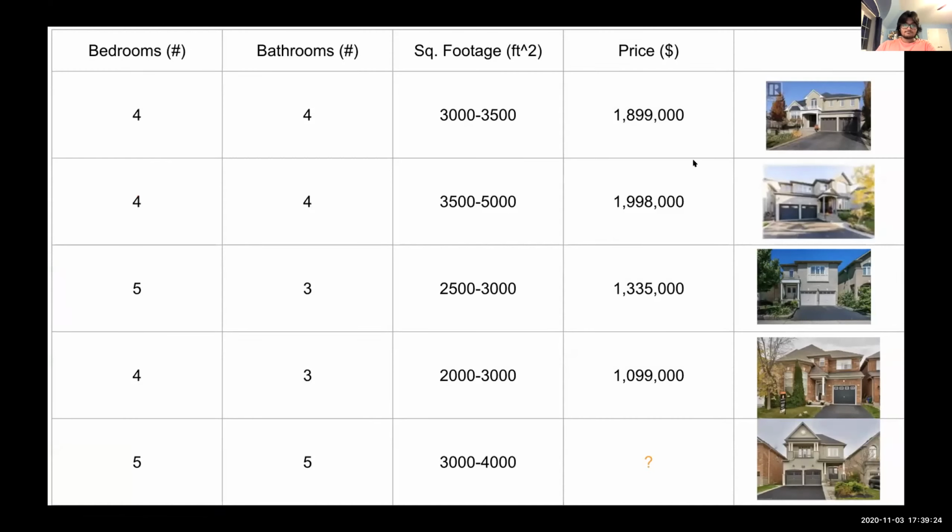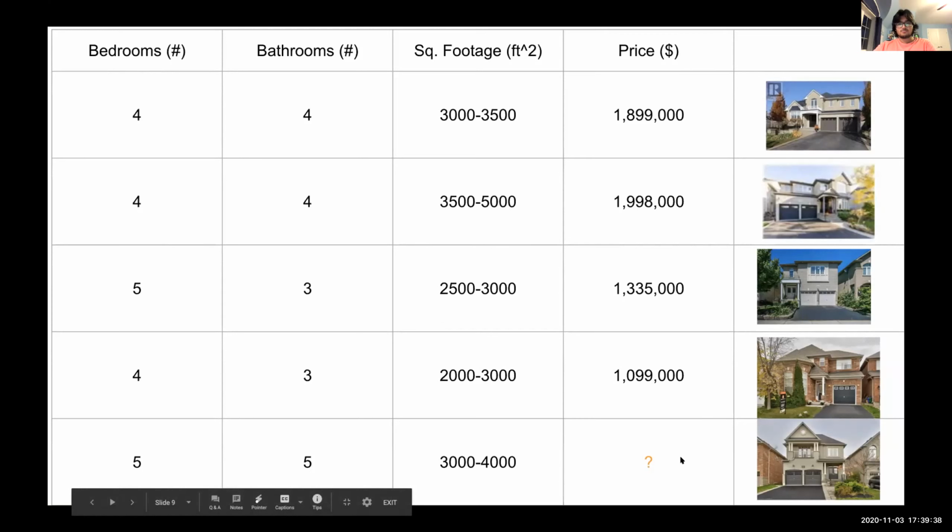Awesome. So now I'm going to go through another exercise. Just by looking at these pictures of houses, and looking at the number of bedrooms, the number of bathrooms, the square footage, and the price, can you guys predict what the price of this house on the bottom right is? Just predict what you think it is, just by looking at these different features.